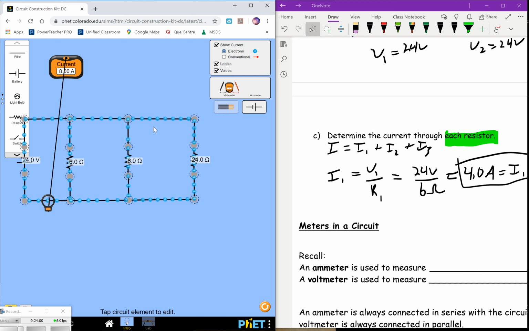So the current's different in each branch. And once we lose some current to a branch, there's less moving down to the rest of the remaining branches.